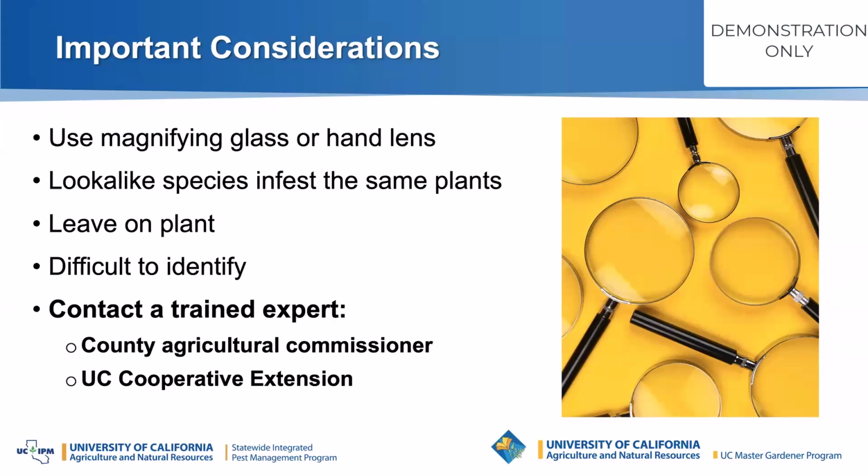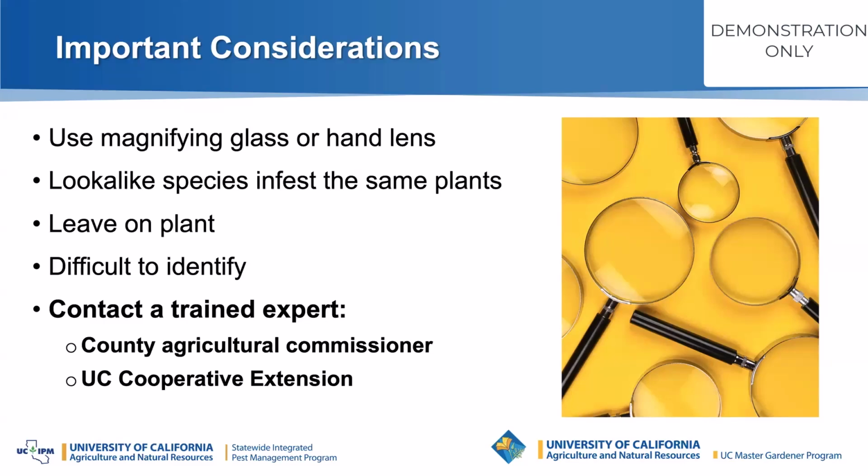If you suspect you've found pink hibiscus mealybugs, do not kill them. It's important for state agencies to be aware of pink hibiscus mealybug infestations, so it is important that you do not try to manage them on your own. Pink hibiscus mealybugs are difficult to identify, and a trained expert will need to confirm your identification. Contact a professional from your local county agricultural commissioner's office or UC Cooperative Extension office.